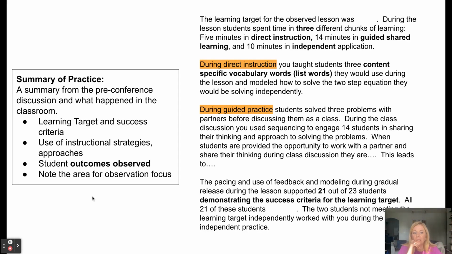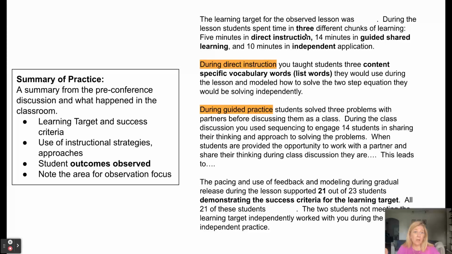So this would be a frame that could be used for a formal observation. And so this is not the feedback. This is only a summary. Okay. So this is not feedback. It's only a summary. You're presenting the evidence. And so for this, you are going to provide information about the learning target and success criteria, use of instructional strategies, and student outcomes observed. So as you can see here, my frame here starts with what the learning target is.